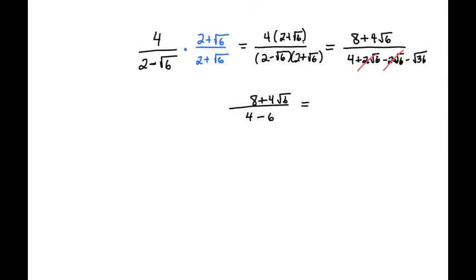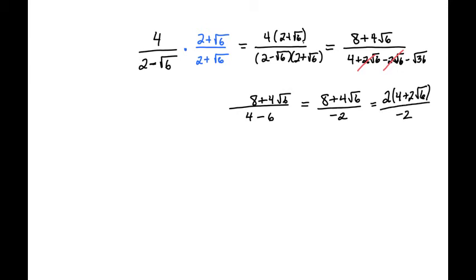So now we have 8 plus 4 root 6 over negative 2. But we're not finished because this will actually reduce because 2 is a factor of 8 plus 4 root 6. So I can factor a 2 out of the numerator and make it 4 plus 2 root 6.